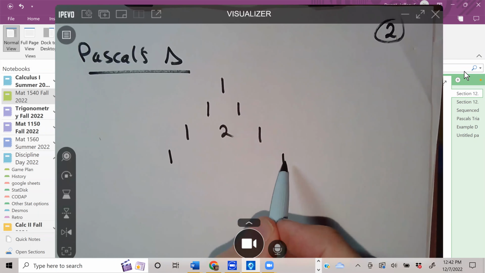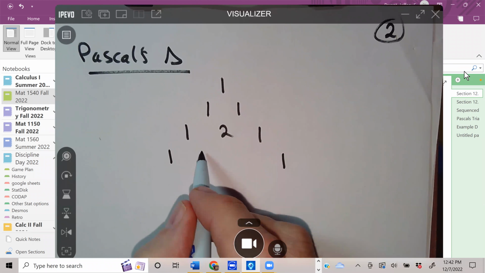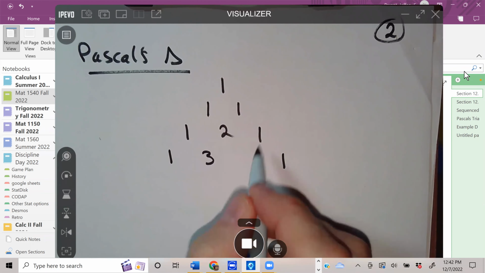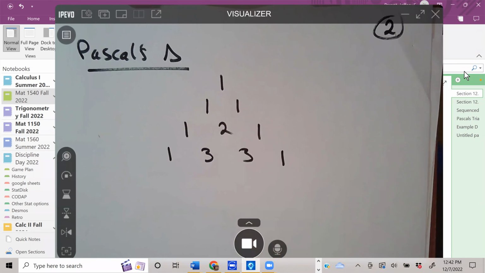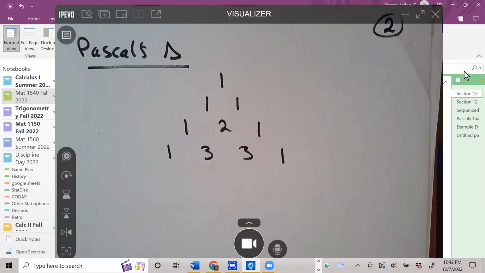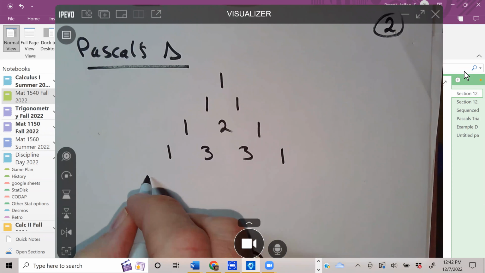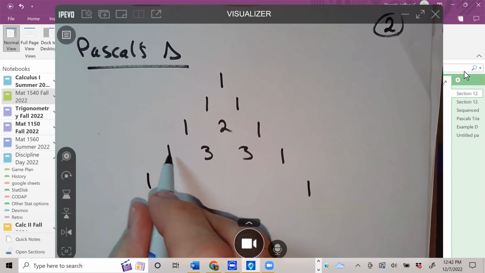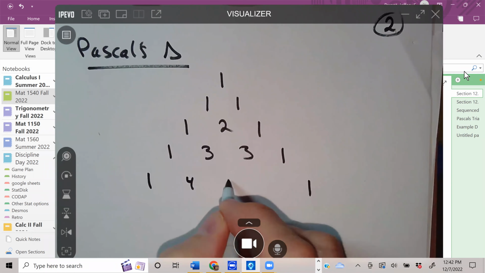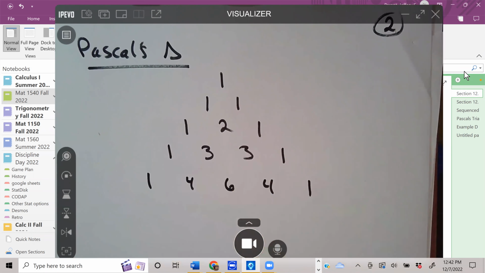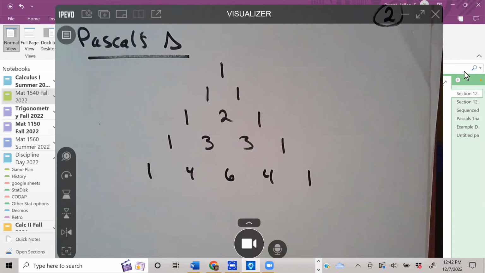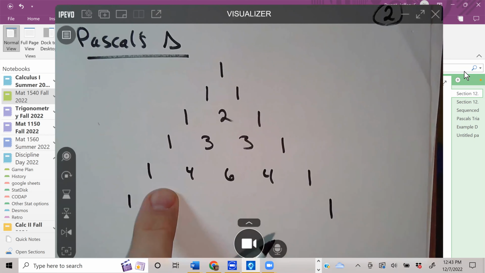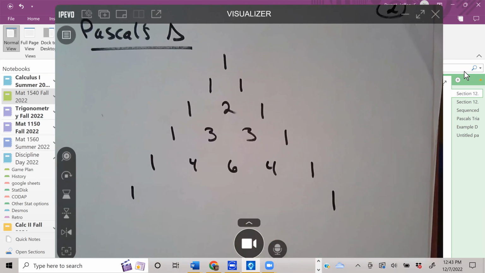1 and 1 on the outside. What numbers are going to go in the middle? 3 and 3. Well, let's do one more together, and then I'll let you do one. So 1 and 1 on the outside, and then 4, 6, and 4. All right, so you try one. Try putting 1s on the outside and adding up to get numbers in the middle.